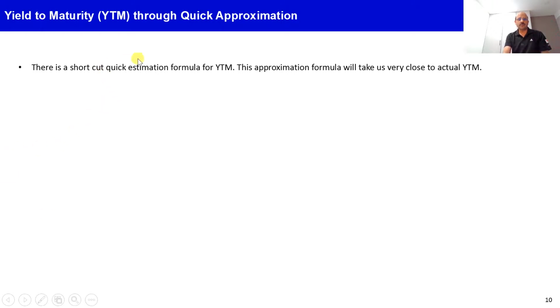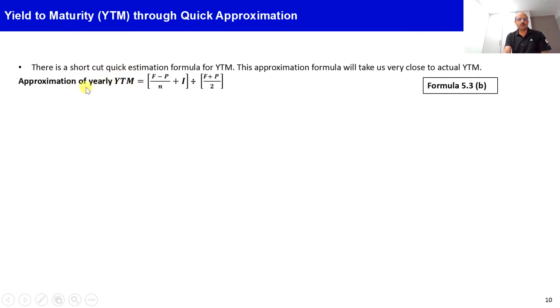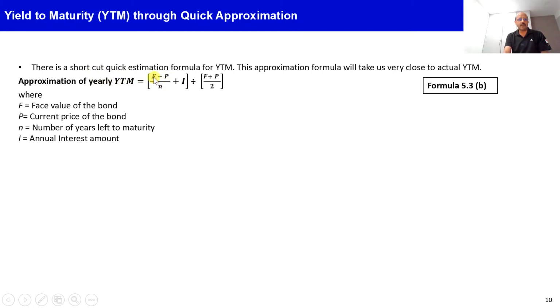So how do we calculate the quick approximation? There is a shortcut formula which we can use, which reads like this: the approximate YTM is F minus P divided by N, where F is the face value of the bond and P is the current purchase price of the bond. So when we do F minus P, this is either premium or discount. If P is higher than F, that becomes premium. If P is lower than F, that becomes discount. So that premium or discount is amortized over the N period, where N is the number of years left to maturity.